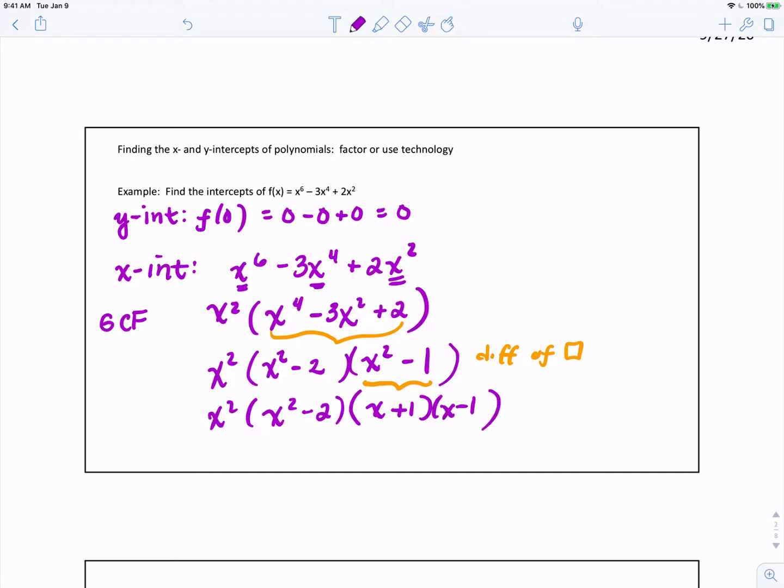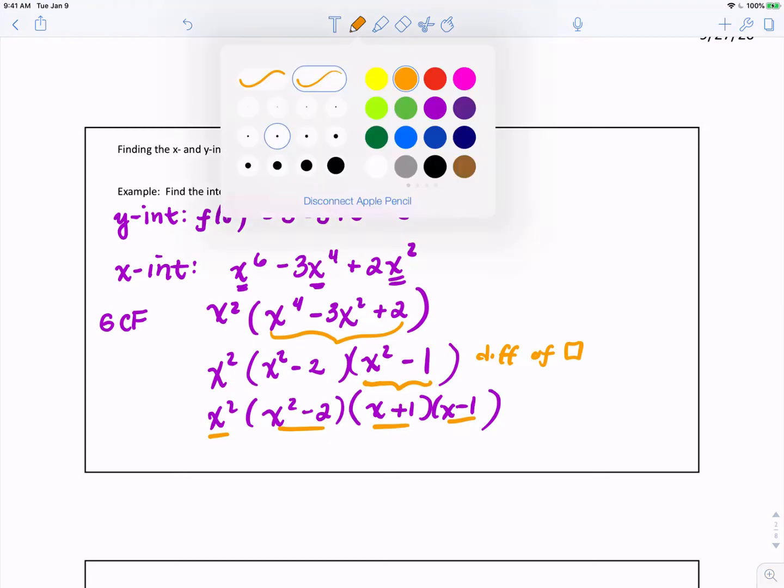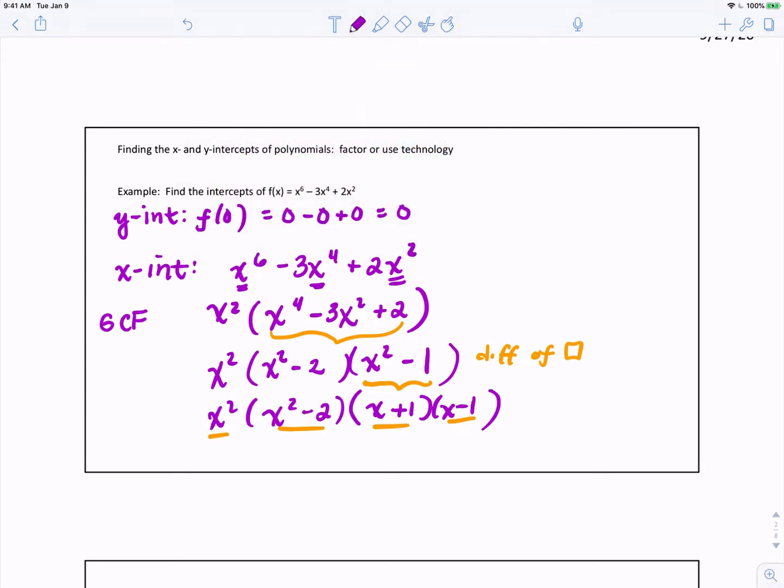Now, why were we doing all this factoring? So we could find the x-intercepts. So what we do to find the x-intercepts is we take each one of these 4 factors and we set them equal to 0 and solve. So for the first one, x squared is equal to 0. I know that x is equal to 0.